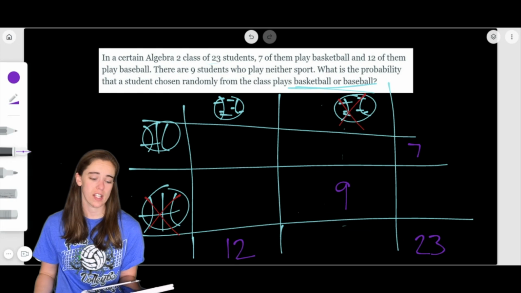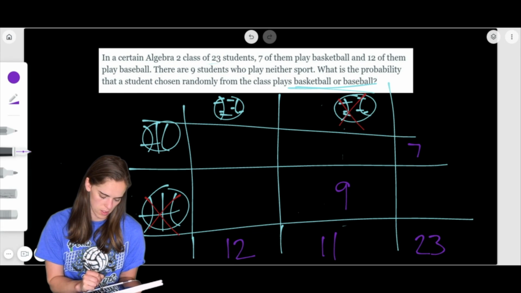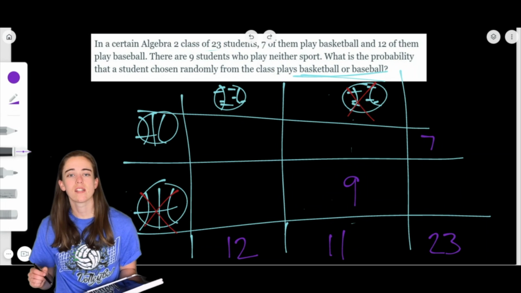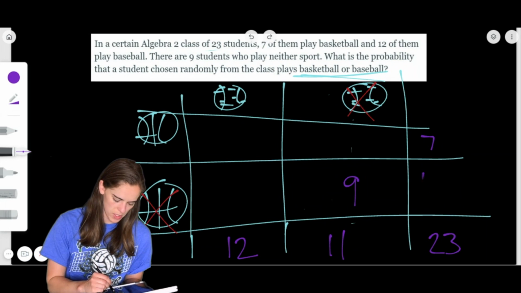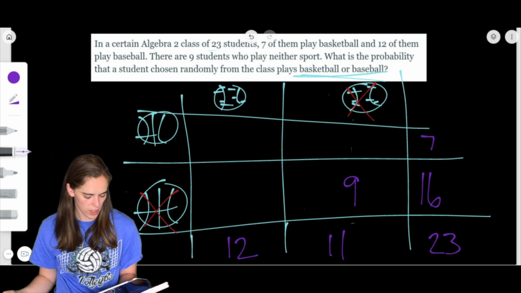Okay, now we're going to start filling in those spots. I need 12 plus something to equal 23. That's going to be 11. Now I need 7 plus something to equal 23. That's going to be 16. Now we can start filling in the rest of our table.